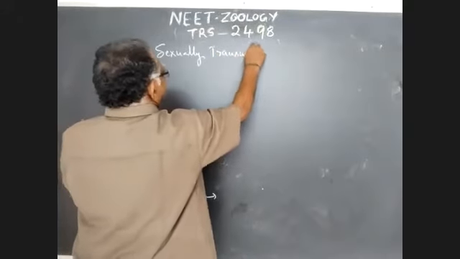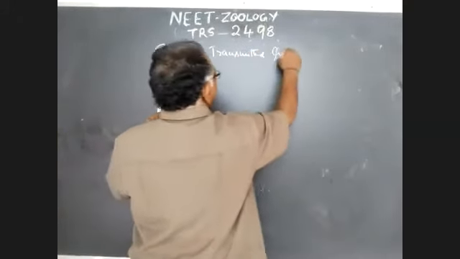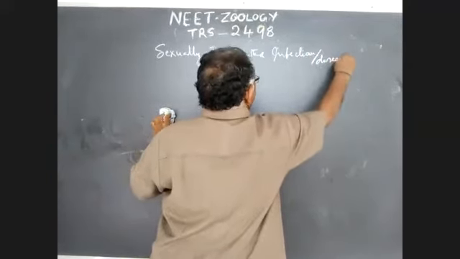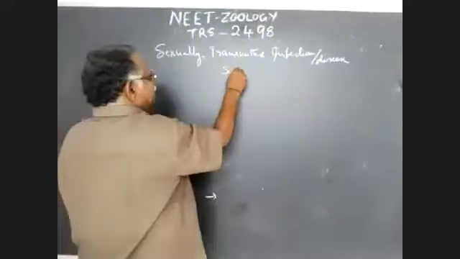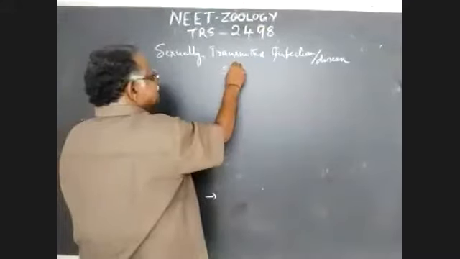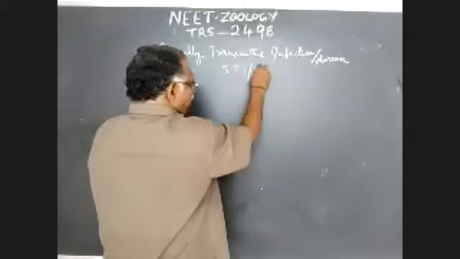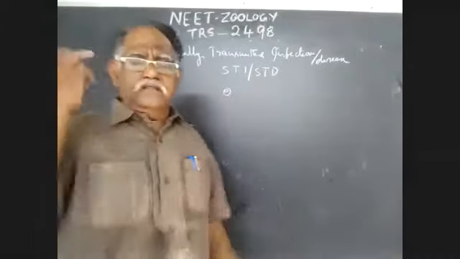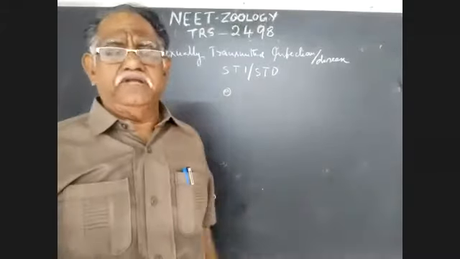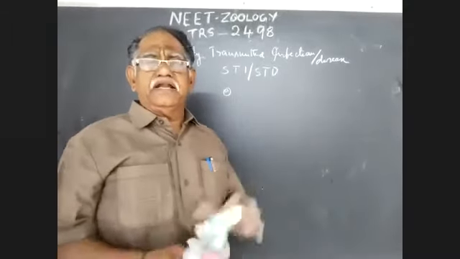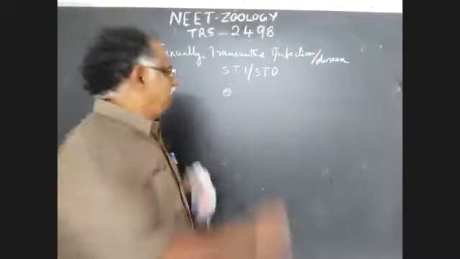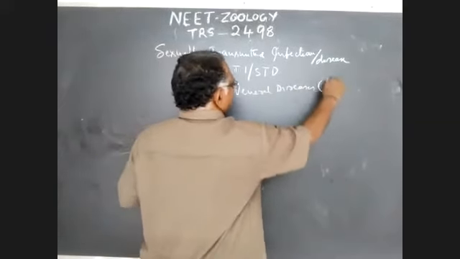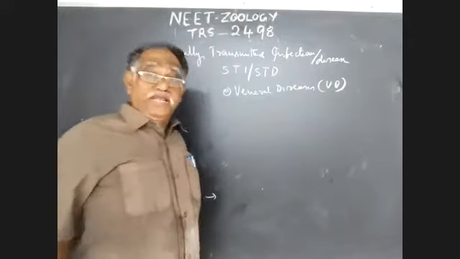Sexually transmitted infections or diseases. The abbreviation STI, sexually transmitted infections, or STD. Sexually transmitted diseases or sexually transmitted infections or venereal diseases. In abbreviation, they are known as VDs.